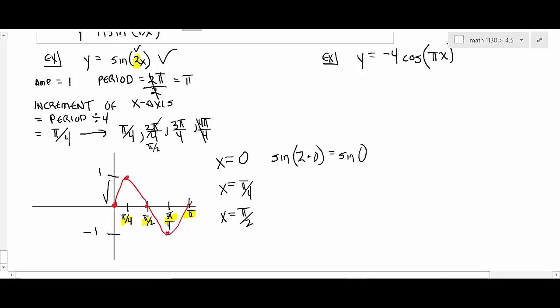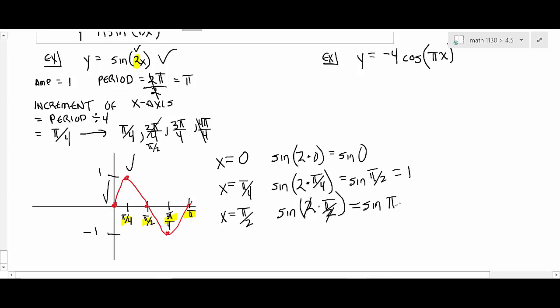Okay, if I go to pi over 4, I'm going to do the sine of 2 times pi over 4. Okay, 2 pi over 4 is pi over 2. What's the sine of pi over 2? When you're at pi over 2, what is the y value? 1. Okay, so that's equal to 1. Okay, I'll do it one more time. Let's do pi over 2. So if I do 2 times pi over 2, the 2's cross out. That gives you sine of pi. And you want to do this in your head. When you're at pi, what is the y value on the unit circle? 0, right? Okay, so it matches that y value.